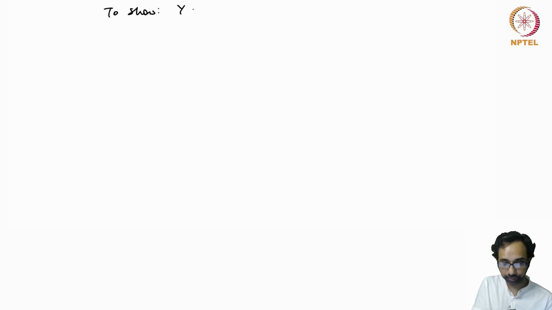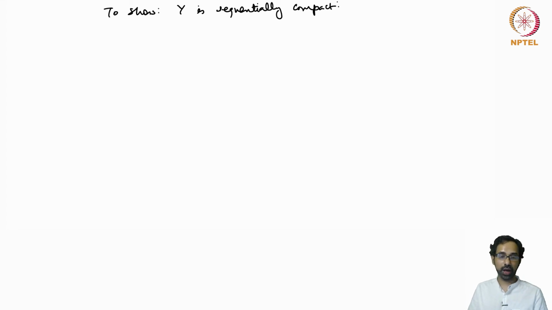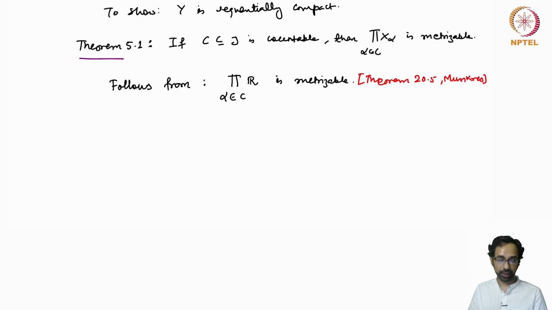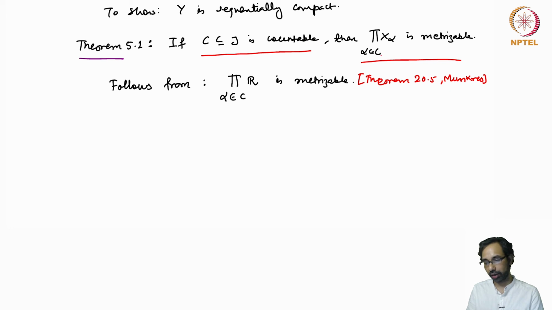So to show that Y is sequentially compact, we will require some more results, and let me just state it briefly. The theorem we need is this theorem that I stated here. It says that if C is a countable subset of your set J, which was uncountable, then this product of X alphas, taken over the index set C rather than J, is a metrizable space.